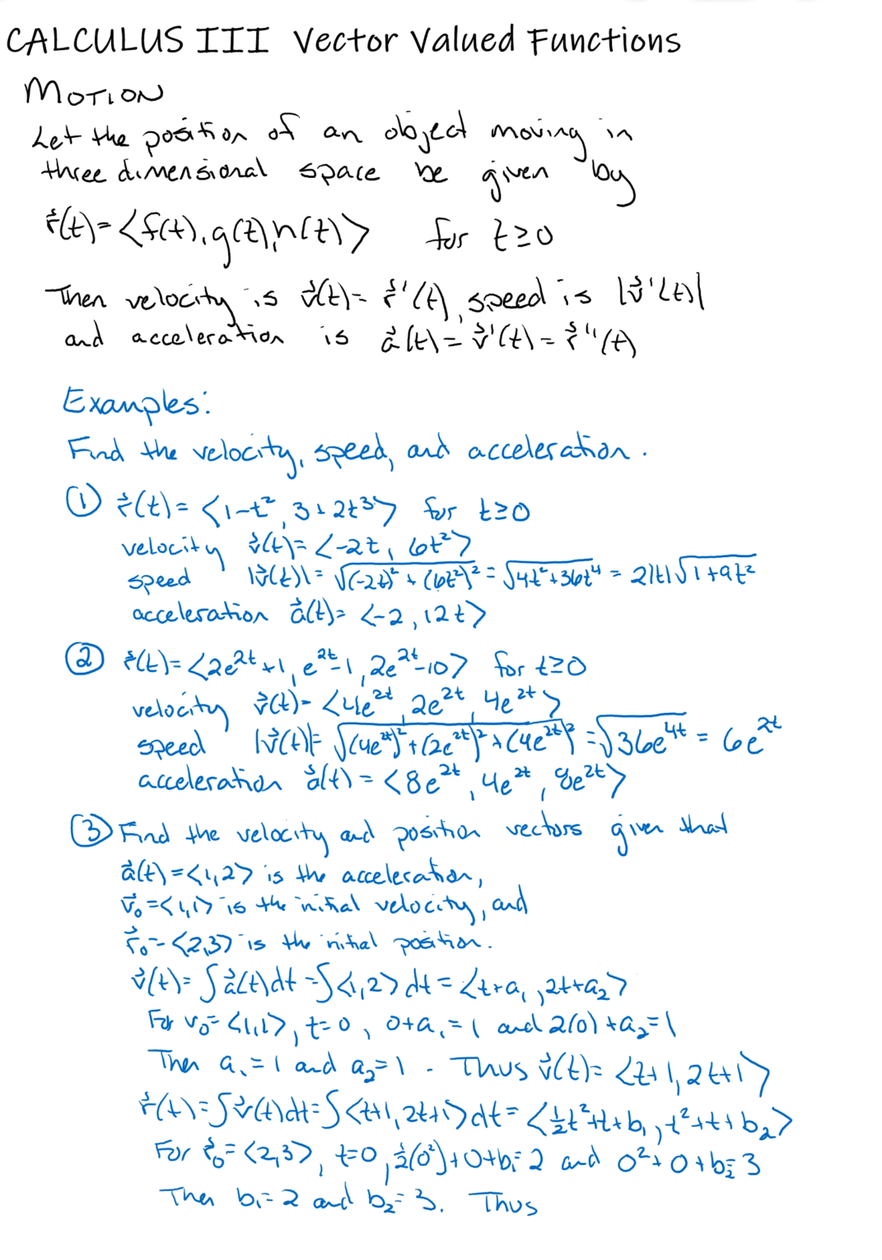So now we can write our position function r of t. Again, I'm going to basically rewrite this one so you can see it. There's our position function, but now I can replace those constants b1 and b2 with their values. So that gives us 1/2 t squared plus t plus 2 for the first component, and t squared plus t plus 3 for the second component. Let's make sure that's legible. And there you go. Enjoy.